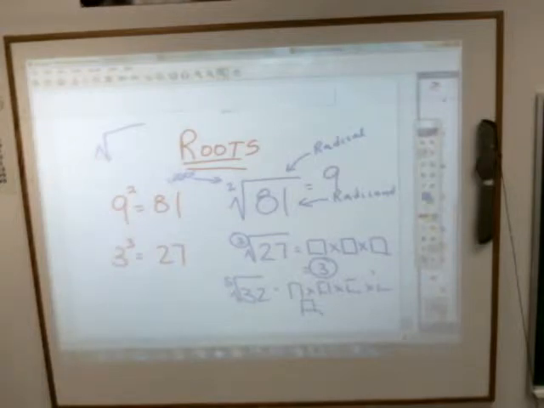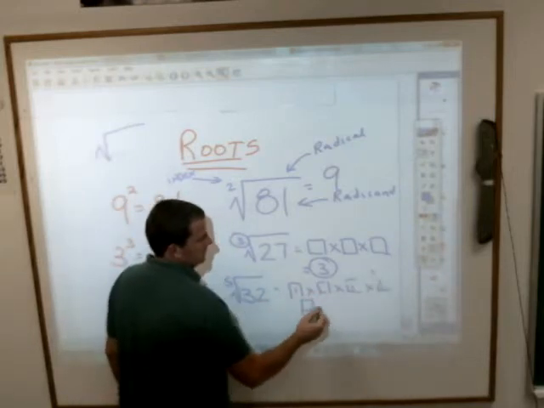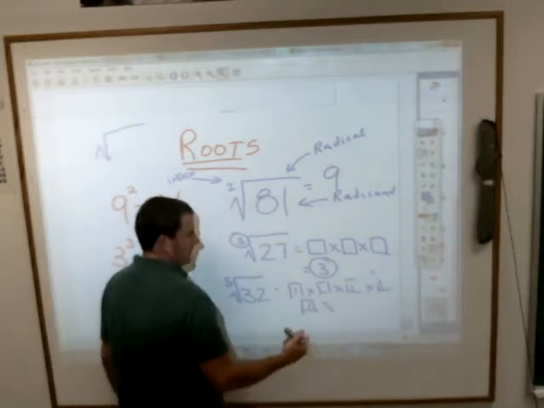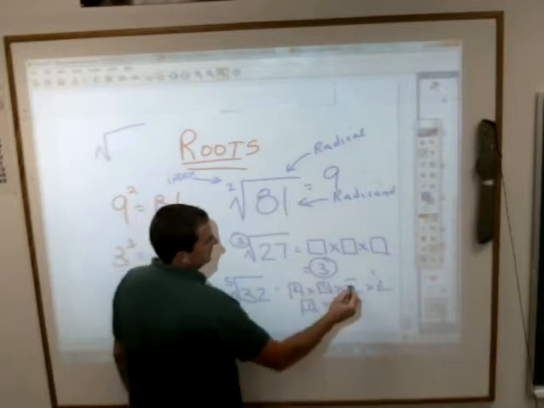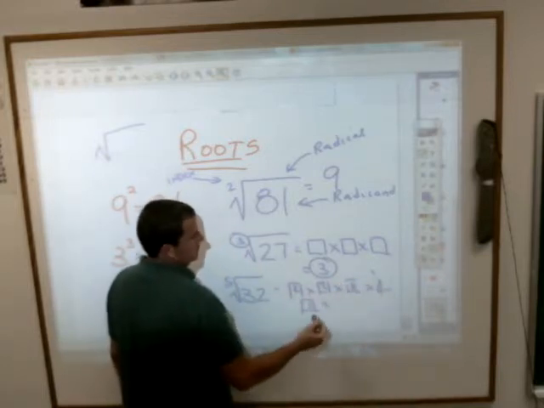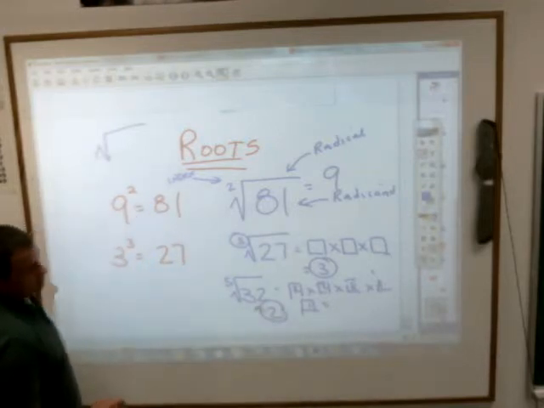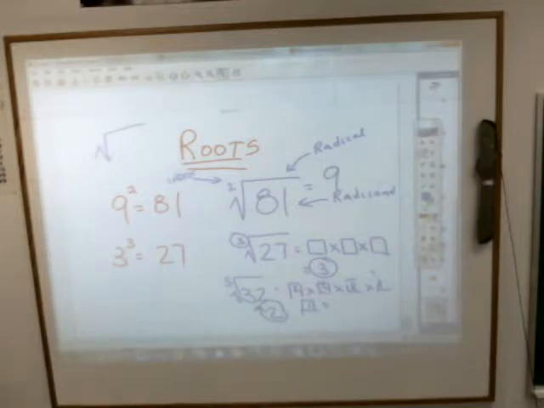You just have to think, okay, well, I'm going to try 1. Well, 1 times 1 times 1 times 1 is 1, so obviously that's not it. Then I try 2. 2 times 2 is 4, times 2 is 8, times 2 is 16, times 2 is 32, so you know this has to be 2. It's all trial and error.